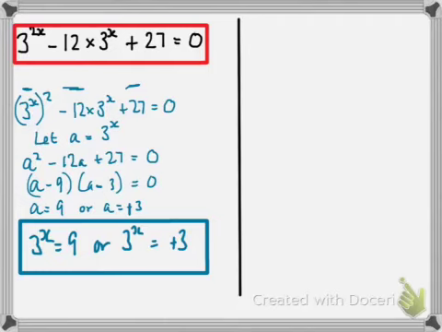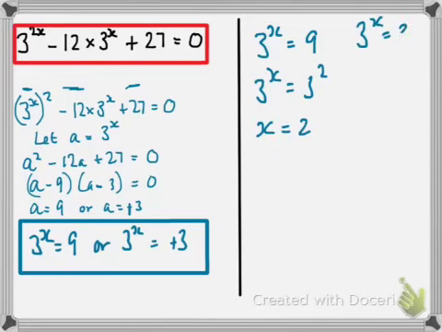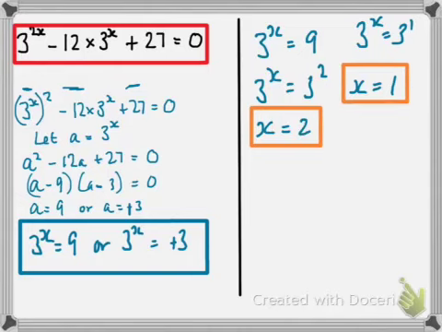Let's draw a line and we'll get going. So first one, we've got 3 to the power of x equals 9. 3 to the power of x equals 3 squared. x clearly equals 2. The other one, 3 to the power of x equals 3. And remembering that that is the same as 3 to the power of 1, therefore x clearly equals 1. There's our two solutions. We've got x equals 2 and x equals 1.